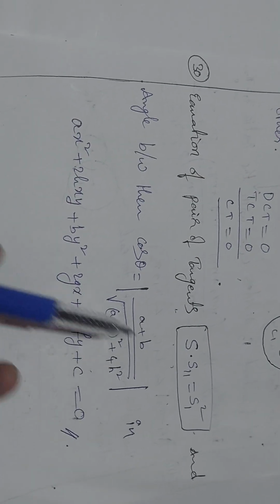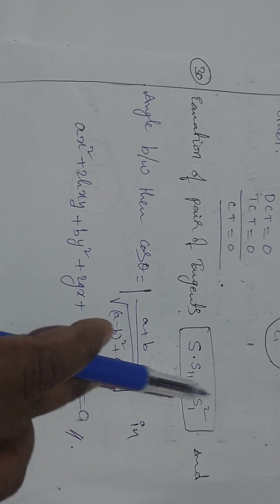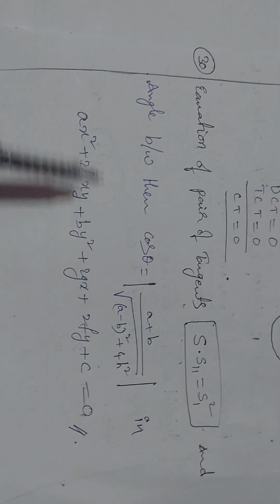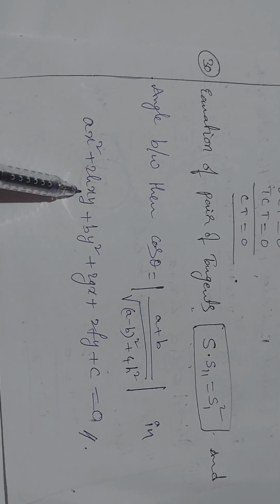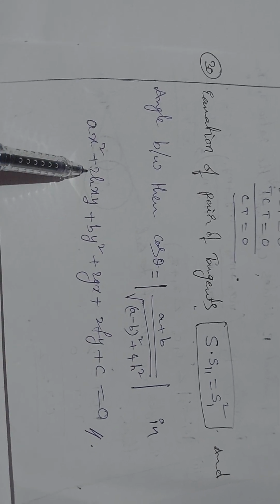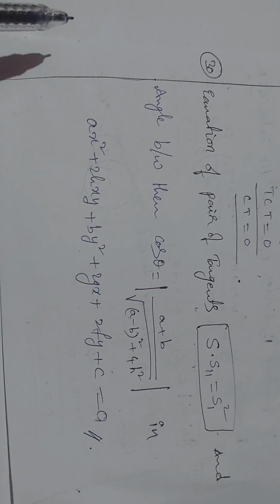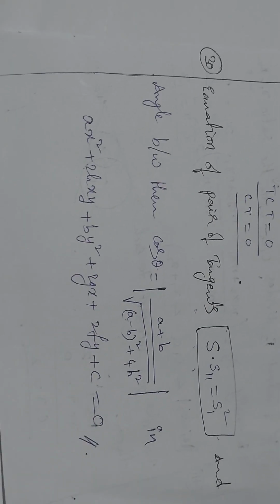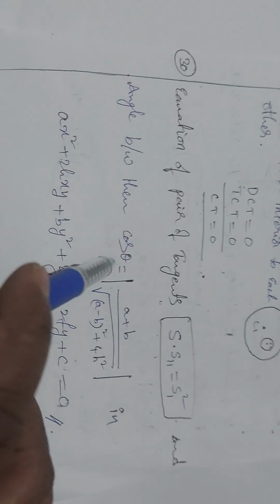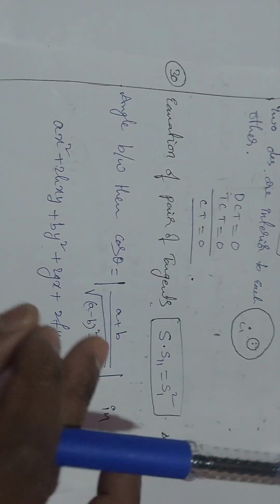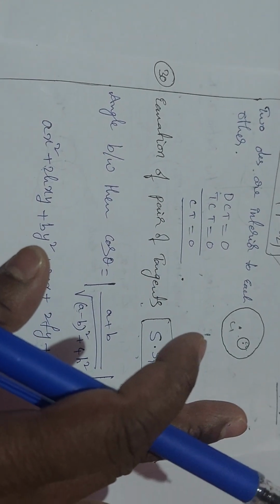And what are a and b here? We will get a second degree equation. In the second degree equation, the x square coefficient is a, the y square coefficient is b, and the xy coefficient is 2h. Then we have to find h and substitute in this, and we will get the answer. No use of g, f, c. If you know all these 30 formulas, you will definitely get 22 marks from the circles chapter. Done.